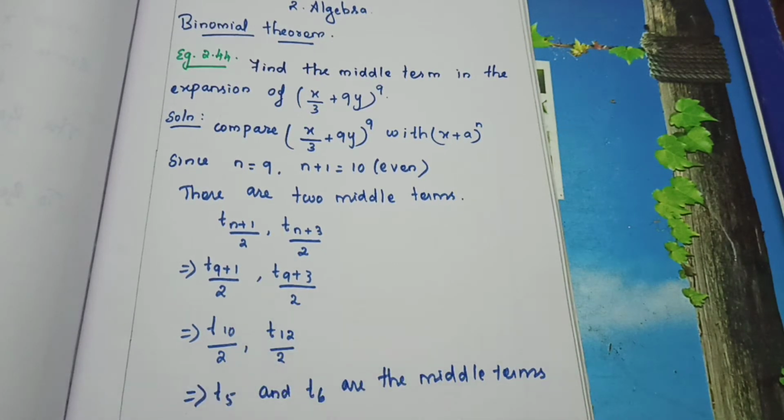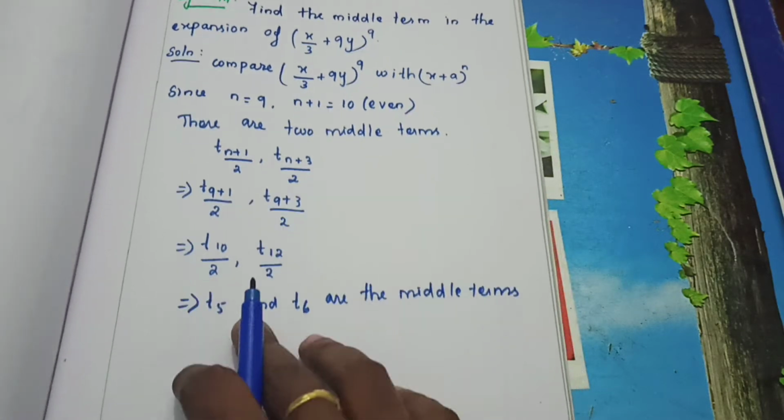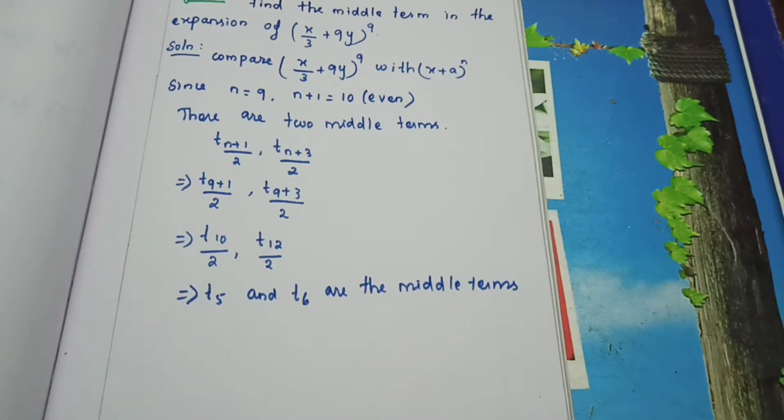So understand? T5 and T6 are the middle terms. The reason, you know it, right, is by using that case 2. If n plus 1 is odd, there is only one middle term, and we have done one such problem. So this is 2 middle terms, and we need to find T5 as well as T6. That's the only thing.